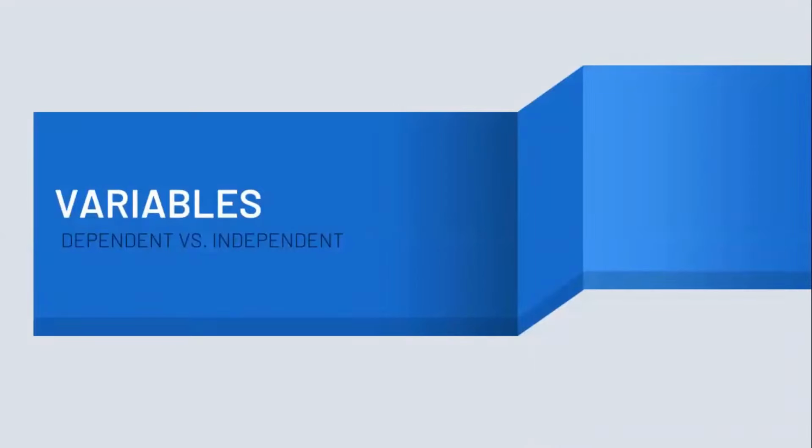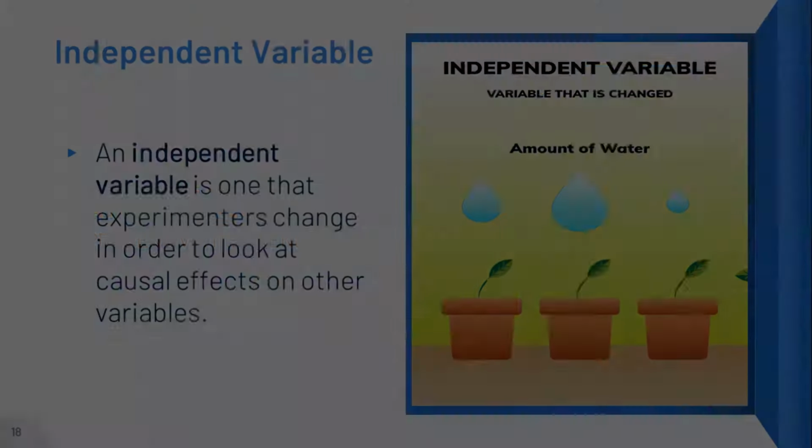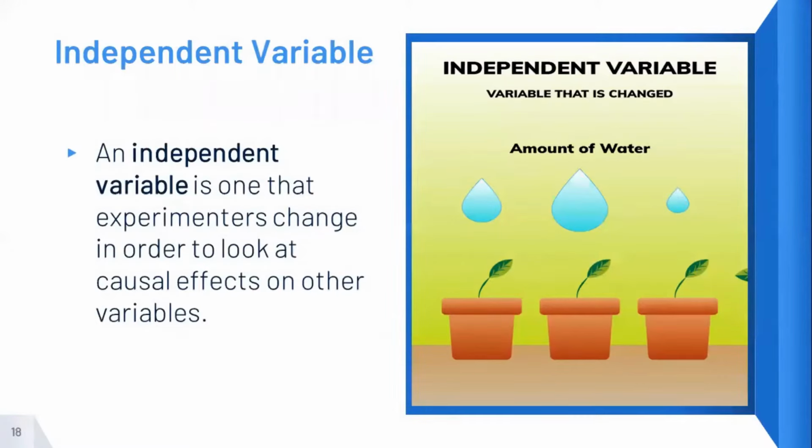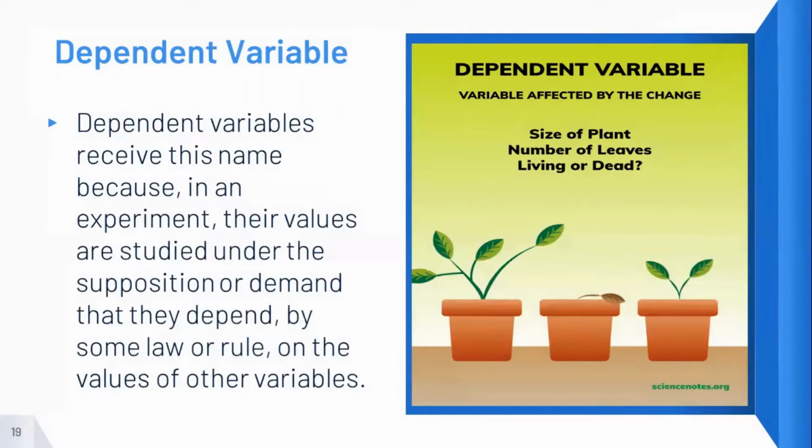Variables, dependent versus independent. An independent variable is one that experimenters change in order to look at causal effect on other variables. It is the variable which is manipulated by the researcher. In this case, the amount of water is considered to be the independent variable. Dependent variable is the response that is tested to see whether the treatment has an effect. In this case, the dependent variable is the size of plant, number of seeds, living or dead.